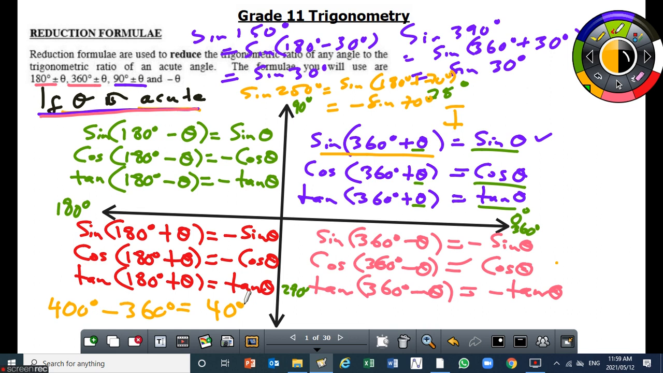So in the first quadrant, what those formulae are saying is, if you've got an angle like sine 400, the ratio of sine 400 is equivalent to sine 40. You can verify that with your calculator too. Because 400 degrees is in the first quadrant. Sine 400 is equivalent to sine 40.